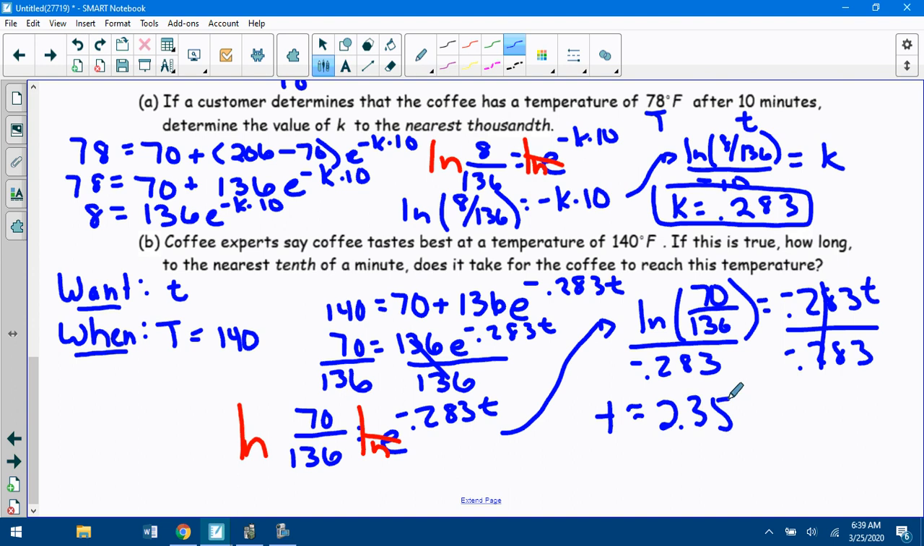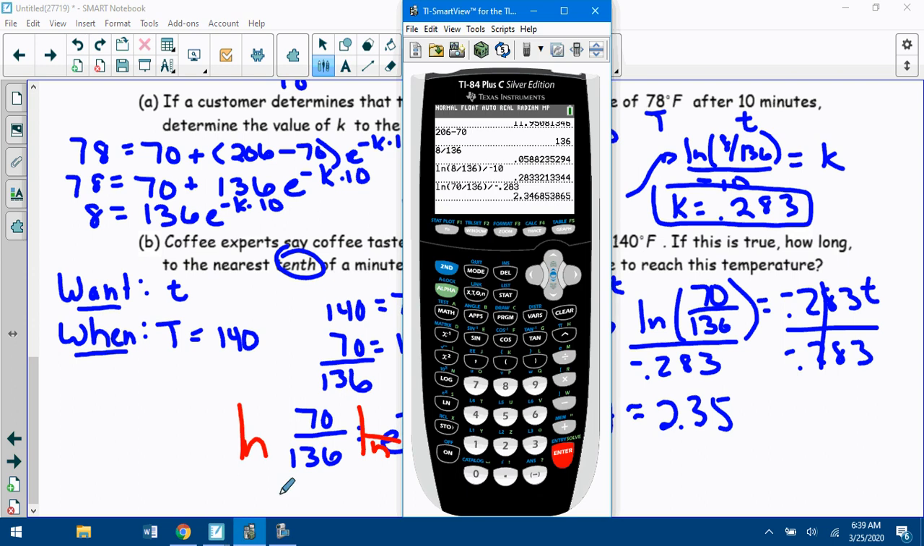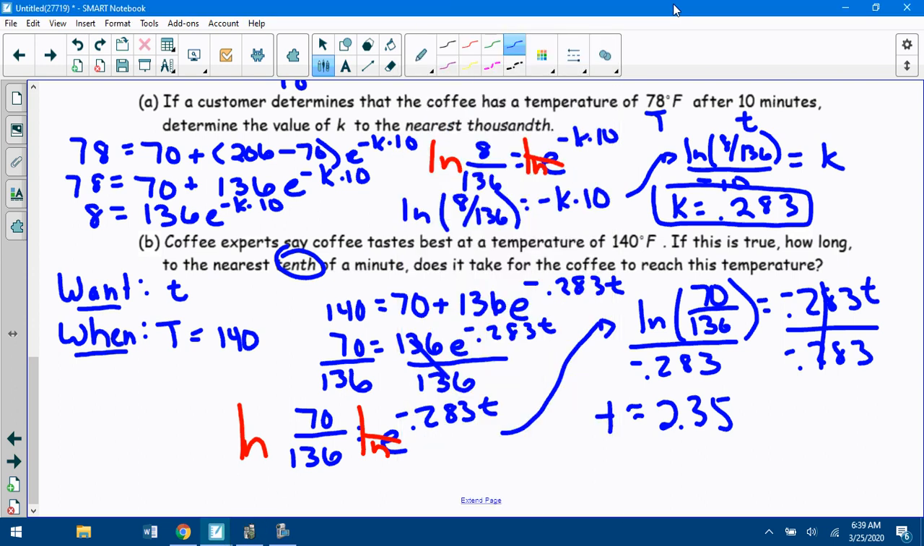2.35 minutes. Actually, it says nearest tenth. So let's look at that again. Nearest tenth would be 2.3. 2.3 minutes.